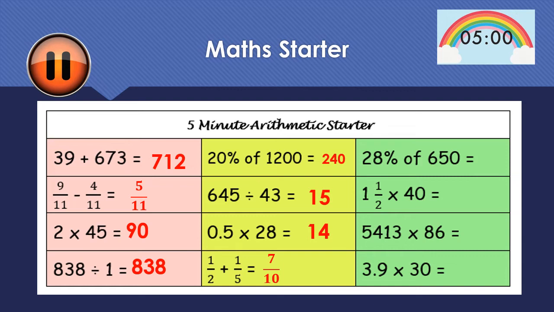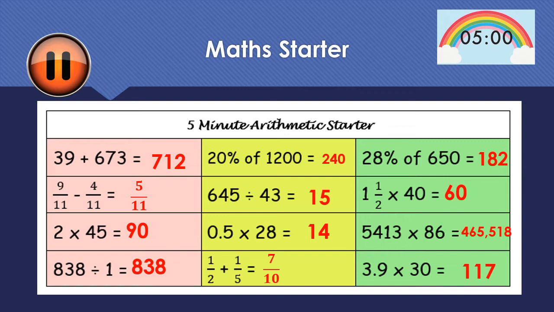28% of 650, work out 10%, then work out 1%, and then use that to help you. So once you worked out 10%, you can use that to help you find 20%, and once you've worked out 1%, you can use that to help you find 8%. Then put your answers together, and your answer should be 182. 1 and 1/2 times 40, so 1 times 40 is 40, and then 1/2 times 40 would be 20. Put the answer together and you get 60.